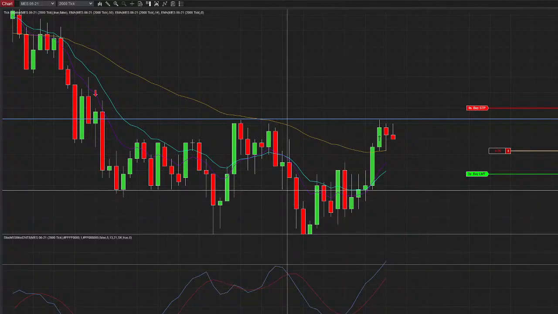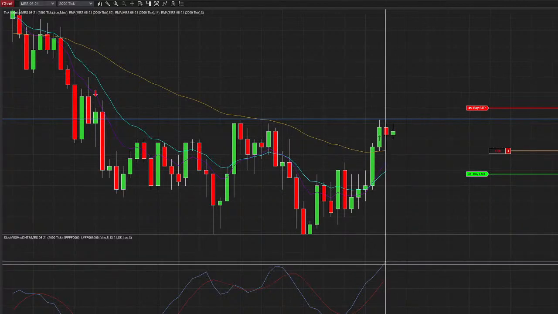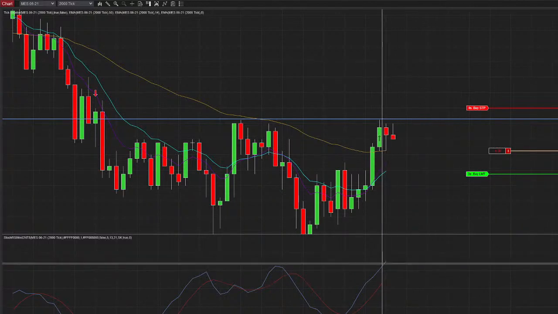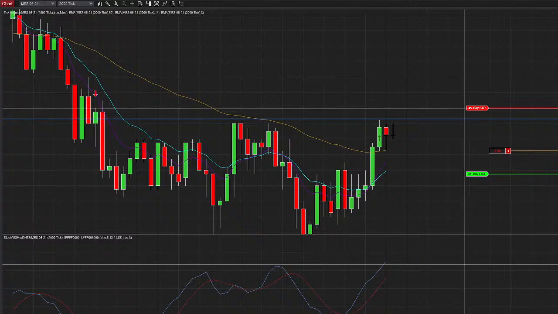There's some calculation going on behind the scenes to determine what these lines are, and I'm not exactly sure what they are. But I would like to learn more about it.